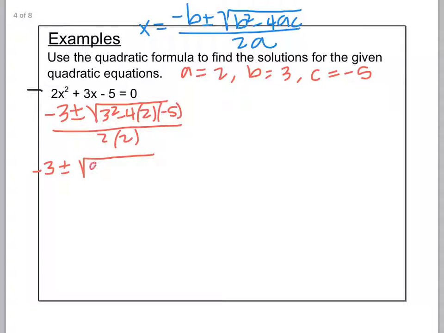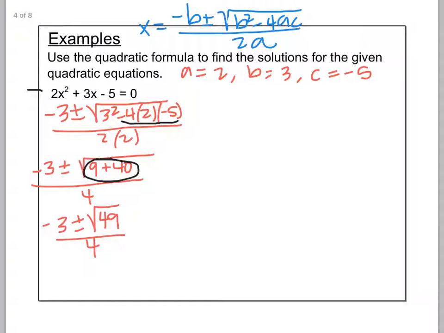So I still have the negative 3 out front, plus or minus. 3 squared is 9, and then negative 4 times 2 would give me negative 8 times negative 5 would give me a positive 40, so that turns into plus 40. And in the bottom I have 2 times 2, which is 4. Now on my next step, I'm just going to combine this 9 plus 40 here, so I end up with negative 3 plus or minus the square root of 49 over 4.